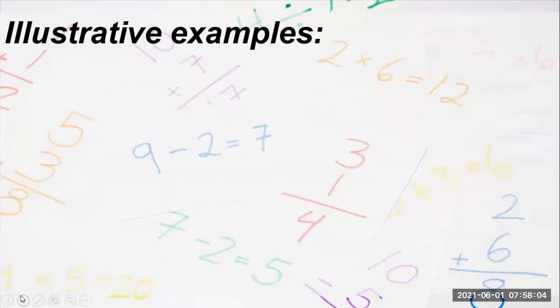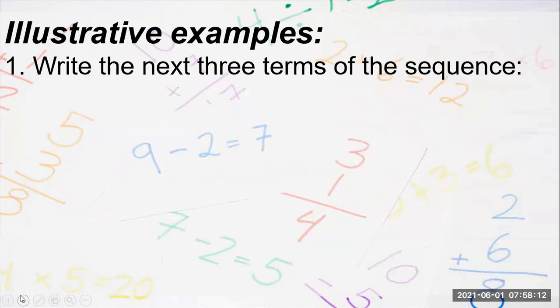Next, let's have generating pattern. So how can we generate pattern and then paano nga ba natin ma-identify kung ano yung kasunod na term? So first example, we are going to write the next three terms of the sequence 4, 9, 14, and 19. So this is an example of an infinite sequence since it is denoted by ellipses.